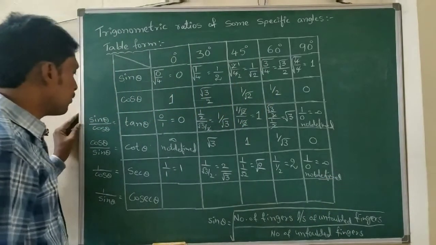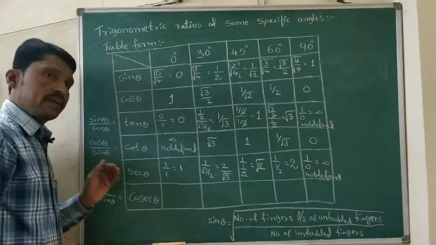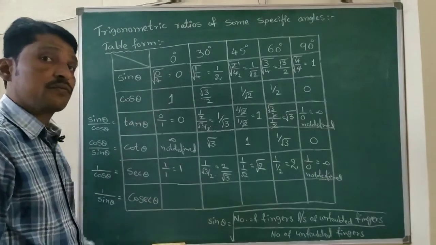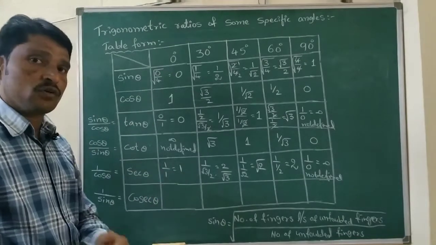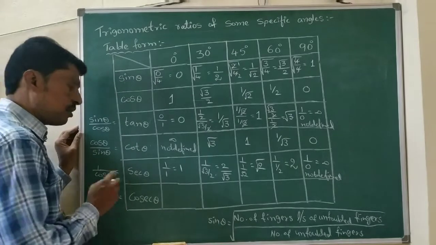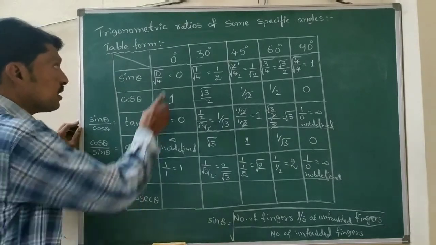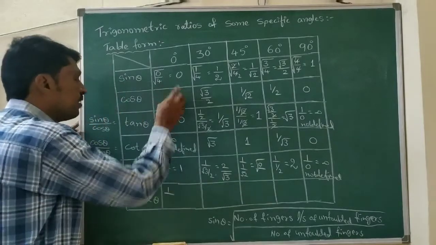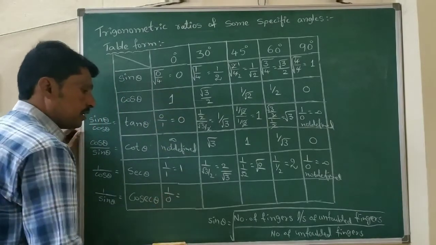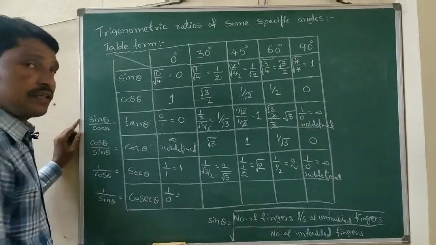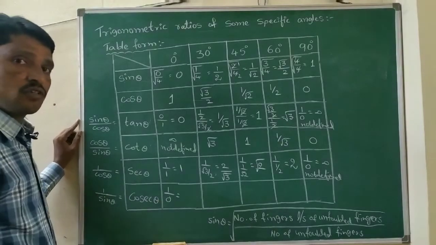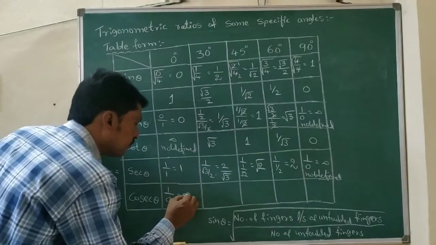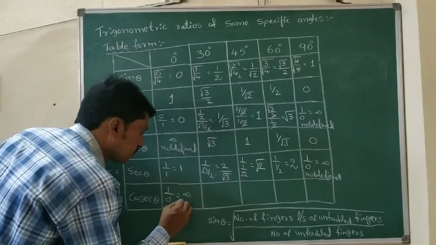Next, the last one is cosec. Cosec is the multiplicative inverse of sine, so cosec theta equals 1 by sin theta. Cosec 0 means 1 by sin 0. Sin 0 value is 0, so that equals 1 by 0. Something by 0 means it is infinity, not defined.